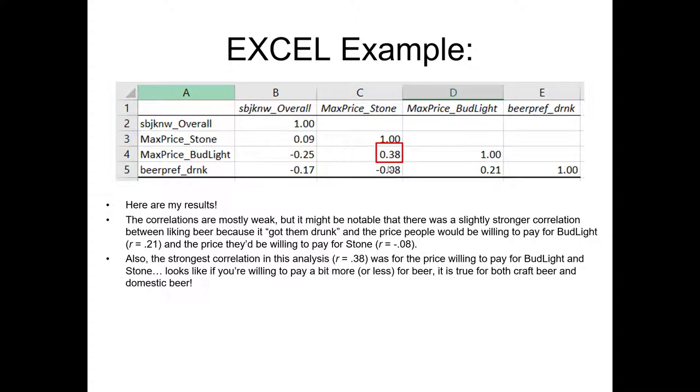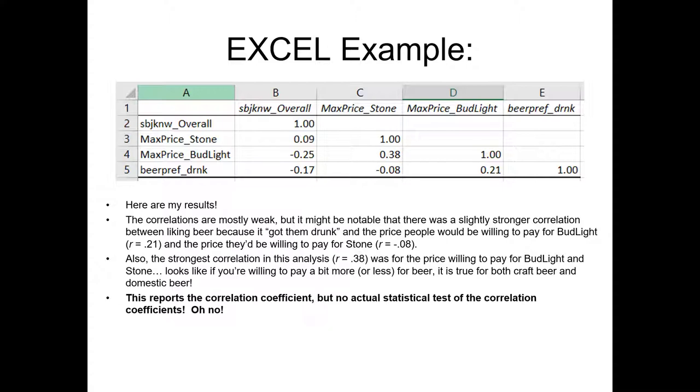Across the correlations we observed in our analysis, the most positive correlation was the maximum price someone was willing to spend on Stone beer and a six-pack of Bud Light. In other words, as people were willing to spend more on one, we'd expect them to be willing to spend more on the other, or conversely, less on one and less on the other.